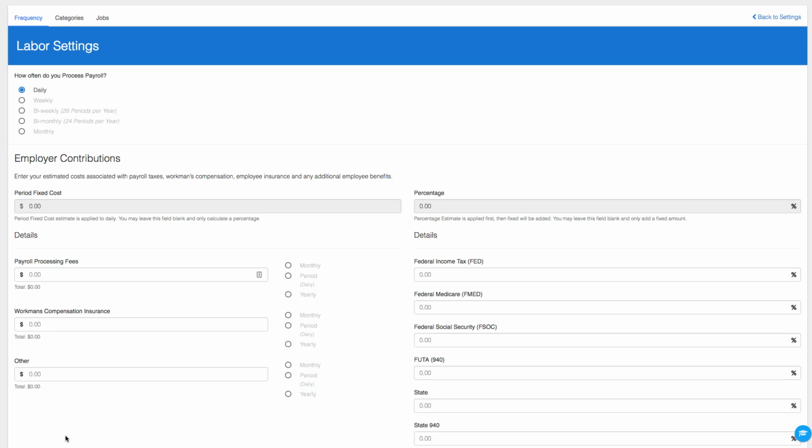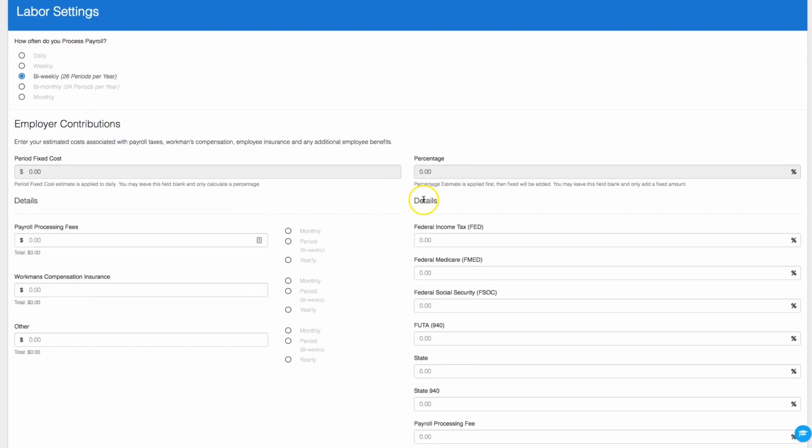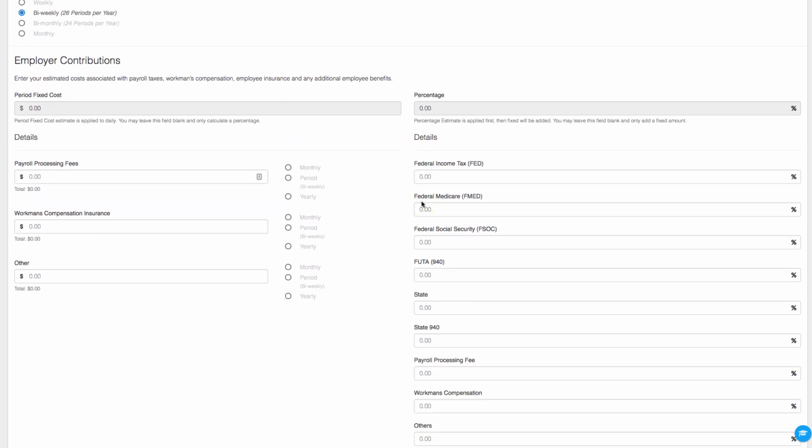So the first thing is easy. We have to know how you pay. Do you pay weekly? Do you pay bi-weekly, which is 26 periods a year? Do you pay bi-monthly, which is every 2 weeks? Most restaurants pay bi-weekly. Then this is where it gets complicated.